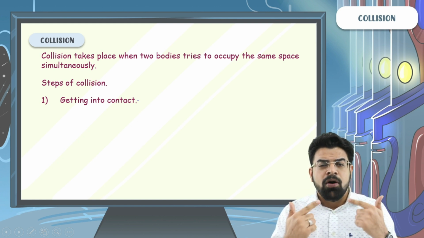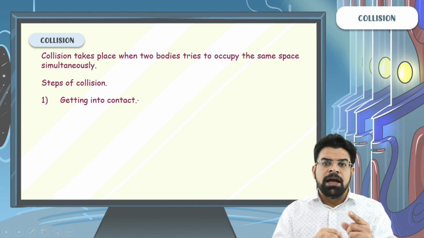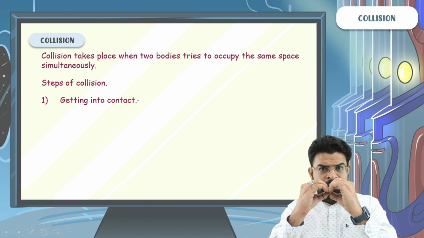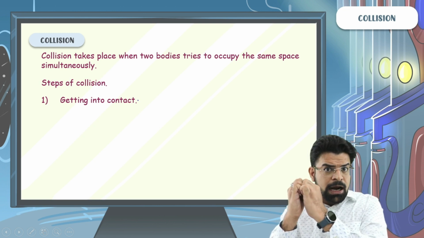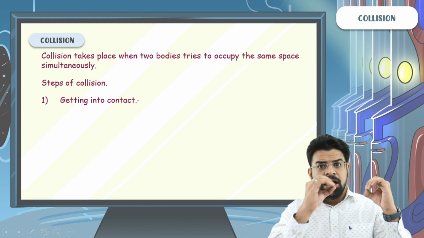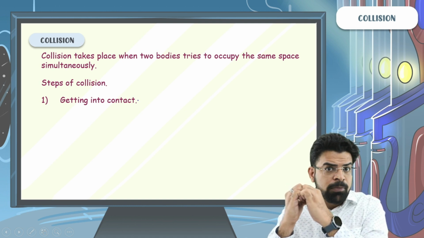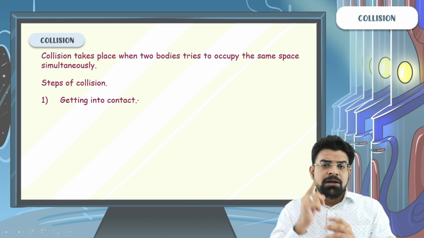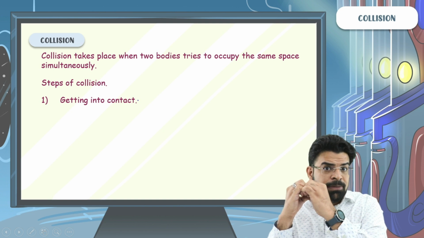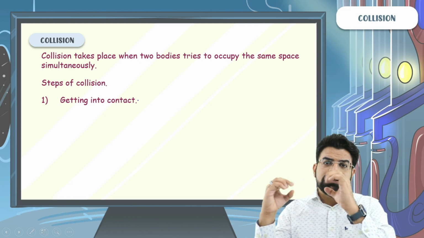So what is the line of impact? The line along which the forces act during the collision is called the line of impact. So, first the bodies get into contact, then they start deforming, and at the time of maximum deformation, you have to remember two things. Both the bodies have the same velocity along the line of impact, and the force acting between the bodies is maximum. Then the bodies start to reform, the force decreases, and then the bodies separate.